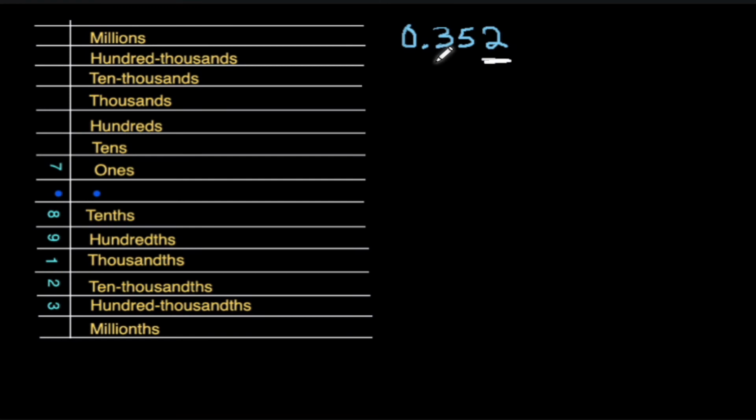All right, so this 3 is in the tenths place, so this is written as a fraction 3 over 10. Plus we have 5 hundredths, so expressed as a fraction is 5 over 100, plus 2 over 1,000, because the 2 is in the thousandths place, right? So we have tenths, hundredths, thousandths.